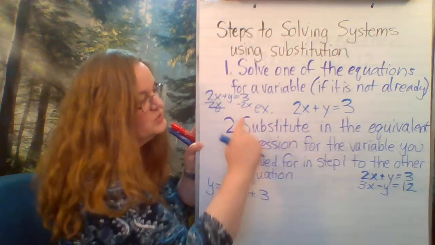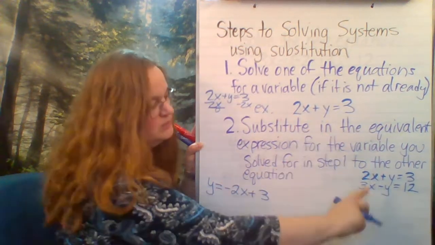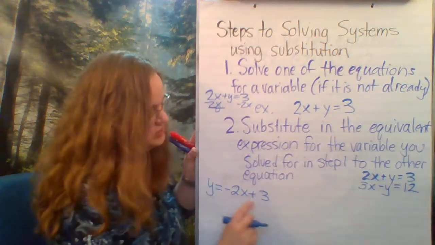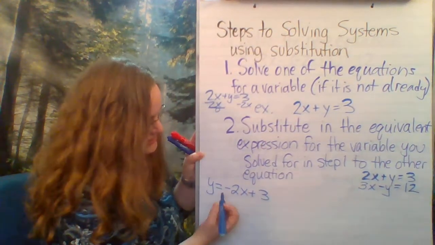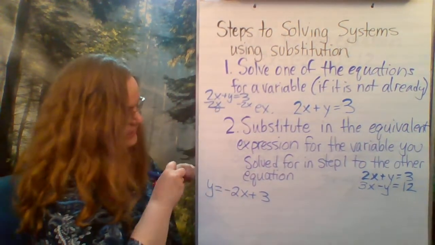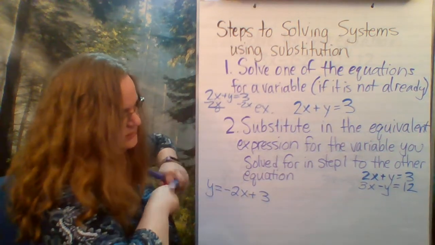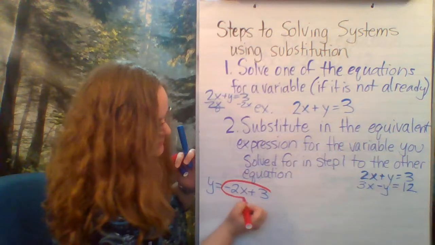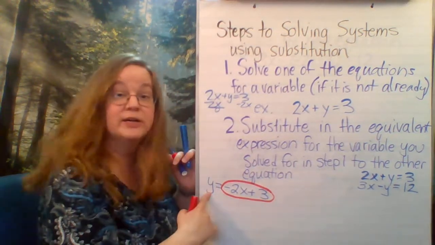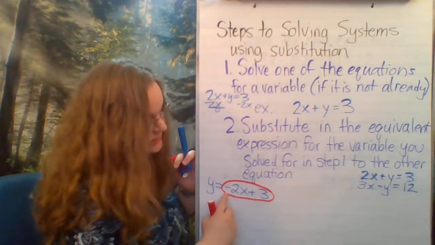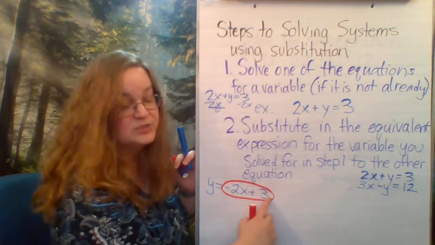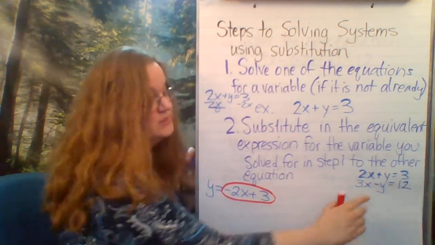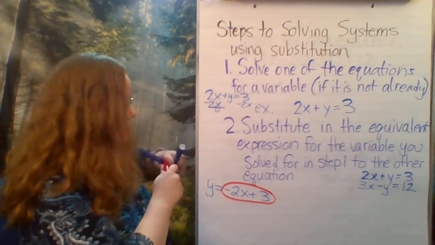Number 2, substitute in the equivalent expression for the variable you solved for in step 1 into the other equation. I only wrote one equation up here, but we have a system and we're trying to figure out the answer to this system of equations. Since I solved for y here, this expression is equal to y, because y is by itself. So I would take this expression and substitute it into the other equation. That's what's going to allow me to find the answer.